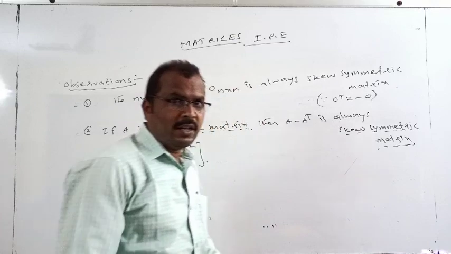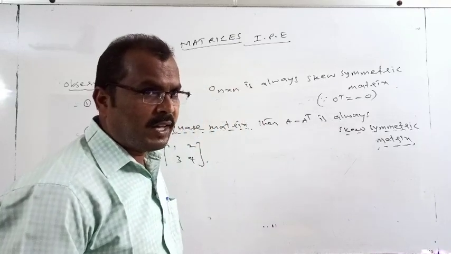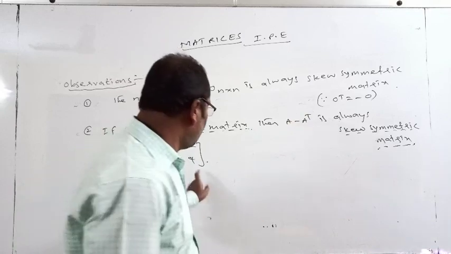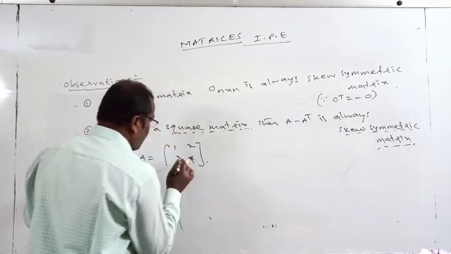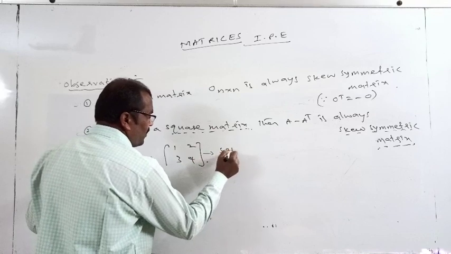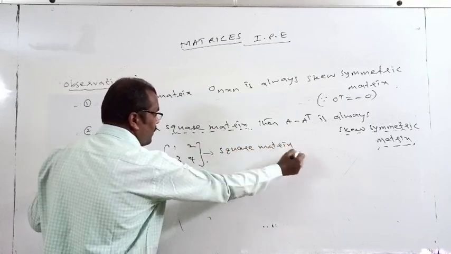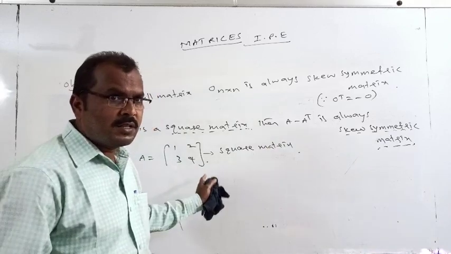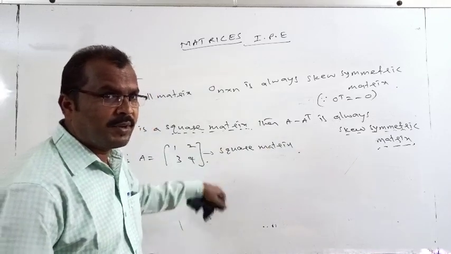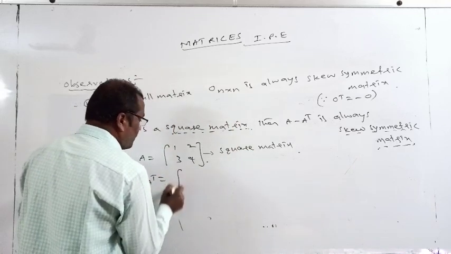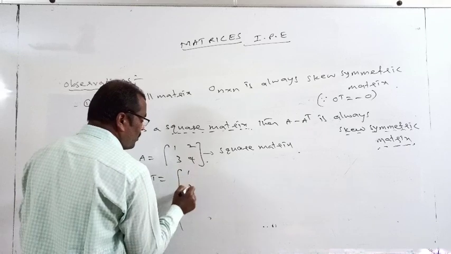So you compare it here. The given matrix is just square, but the resultant is a skew symmetric matrix. That's why I am taking a general square matrix. It is just a square matrix. Basically, it is not symmetric and not skew symmetric, just square. Now, what about A transpose? What is the meaning of transpose? One row goes to column.